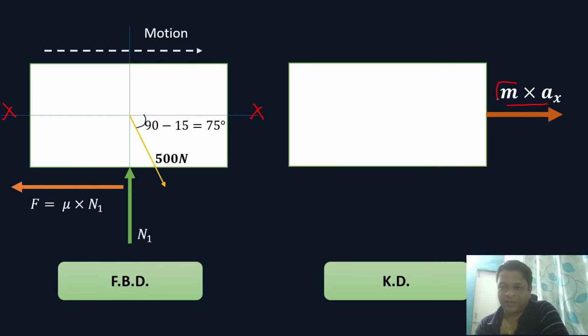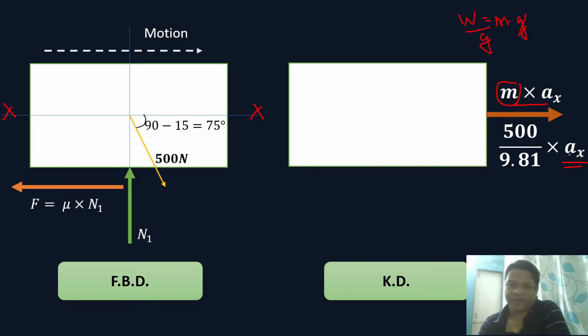Now the mass is not given. Instead of that, weight is given. So convert this weight into mass. W is equal to mass into gravitational constant, so if you divide this W by g, we'll get the value of mass. So 500 divided by 9.81 into acceleration of this block in the x direction. This way we can find it.